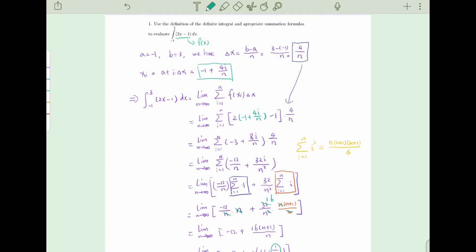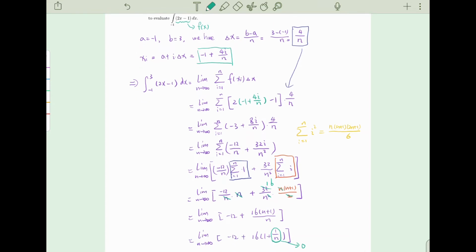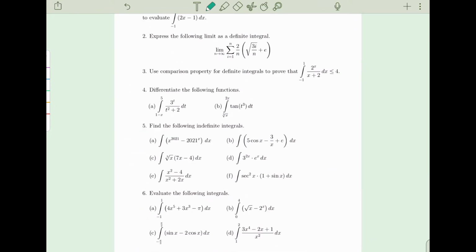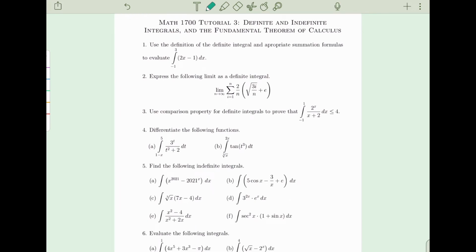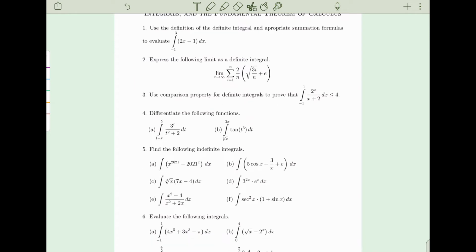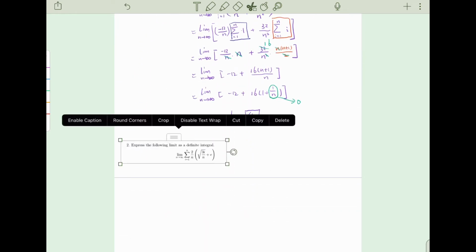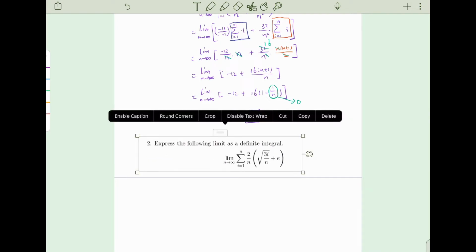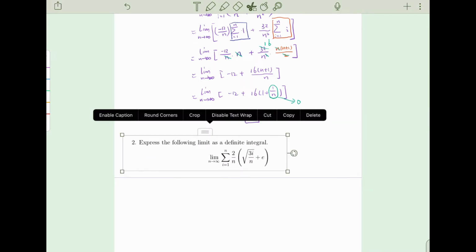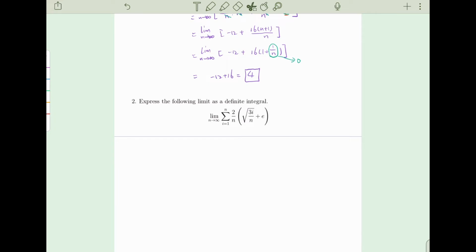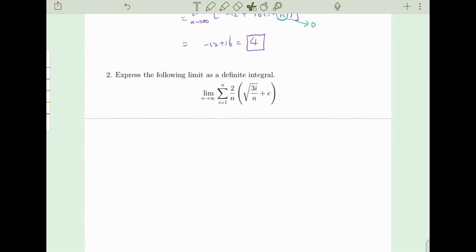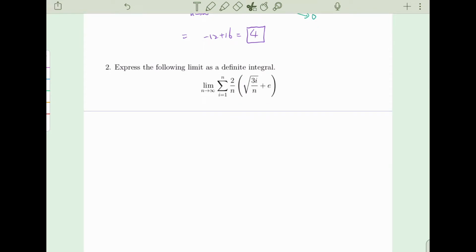Now we want to move on to question 2. Hopefully that will be easier than question 1. So, express the following limit as a definite integral. That is completely the other way around. The previous question asked us to express a definite integral by using the summation, the limit, right? And now it asks us to do the other way around, to go back to the definite integral by using the summation.